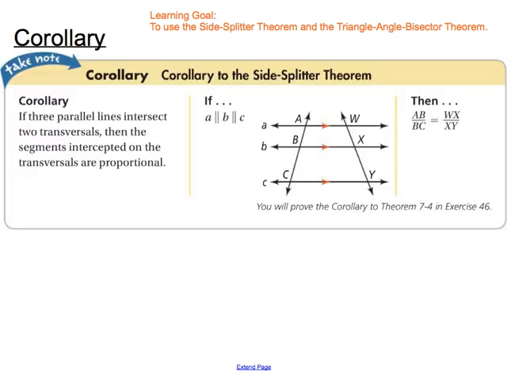So additionally, there's a corollary to this theorem, and it states that if 3 parallel lines intersect 2 transversals, then the segments intercepted on the transversals are proportional.